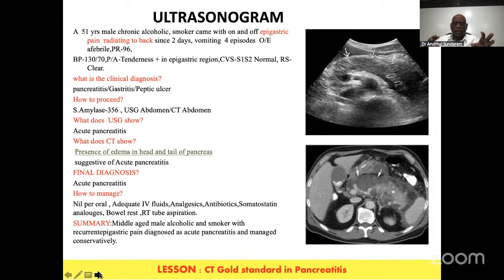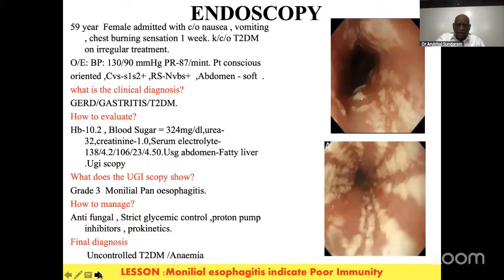Immediately do an amylase, do an ultrasound, it is fine. And usually a CT scan of the abdomen is the gold standard. It can tell you whether the head is affected, neck is affected, body is affected, tail is affected, how is the pancreatic duct, is there any gallstone? Commonest cause is a gallstone. All these things can be well made out when you do a CT. Therefore, CT is the gold standard in pancreatitis.